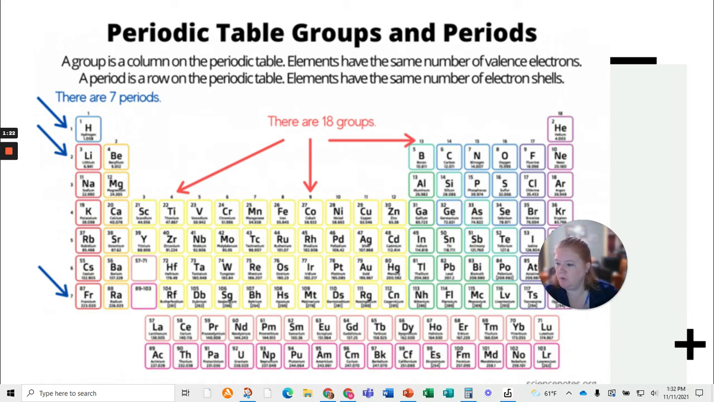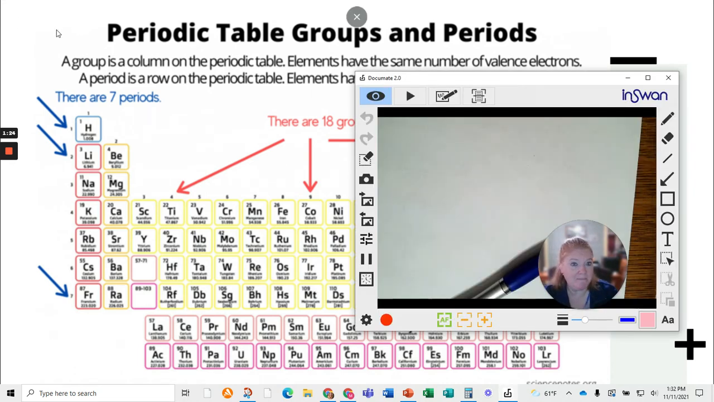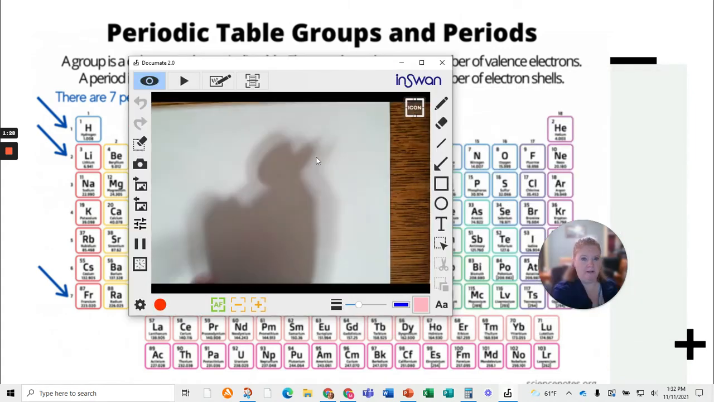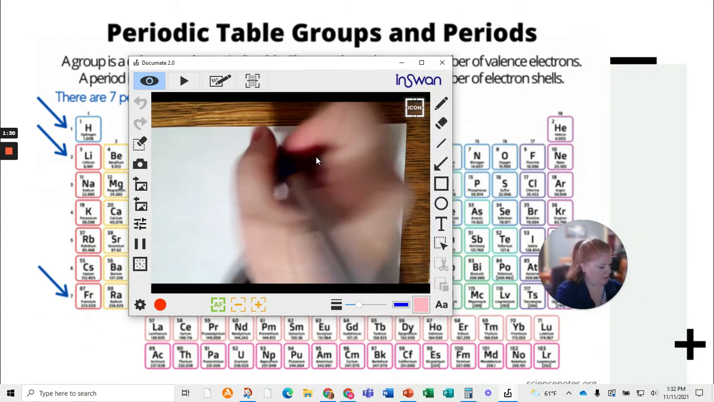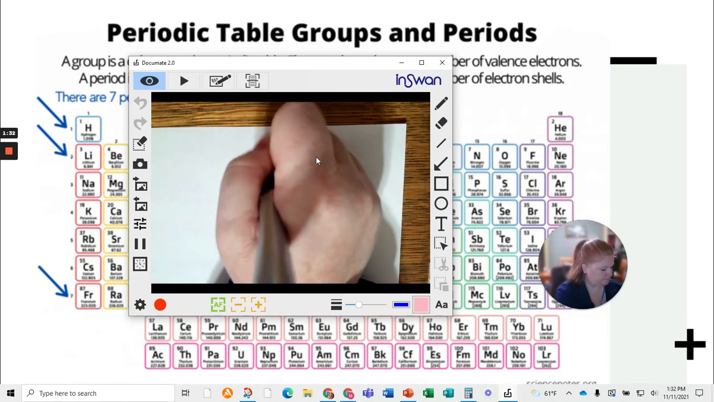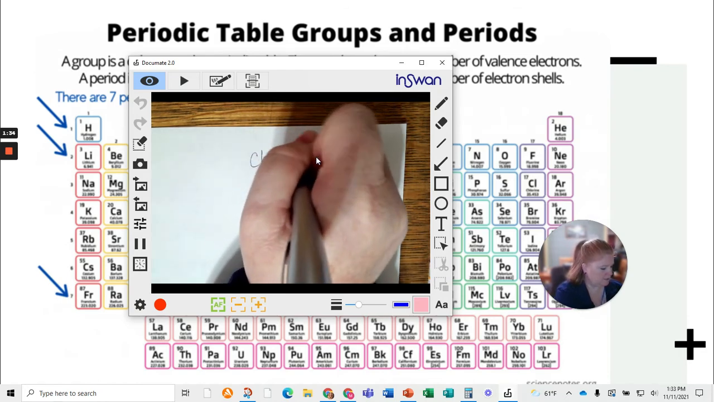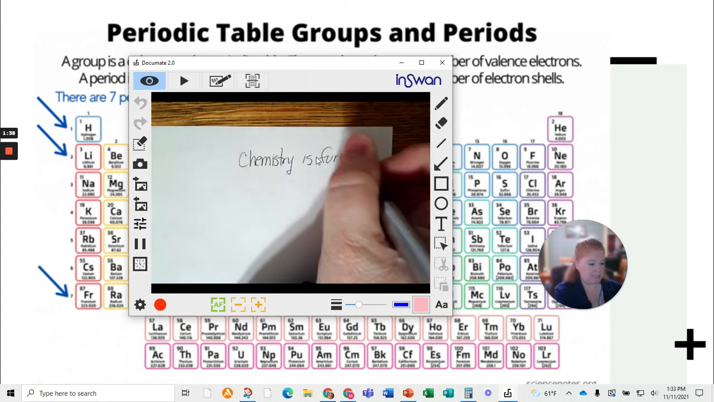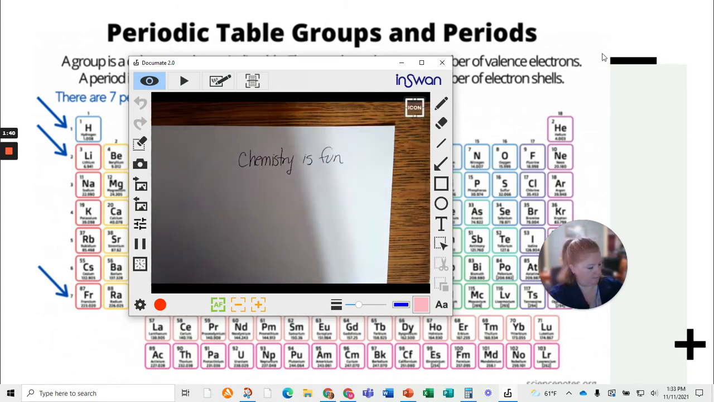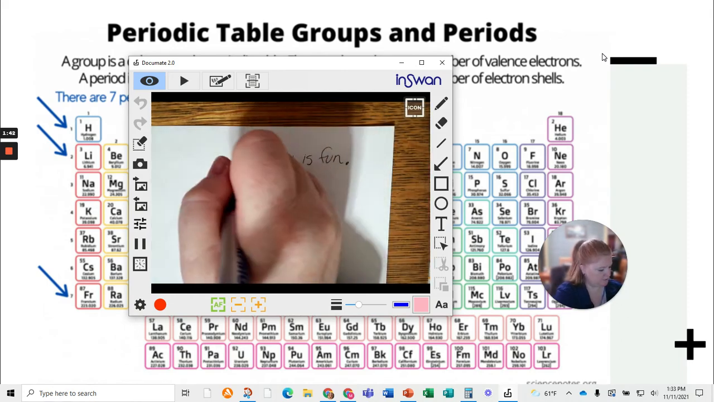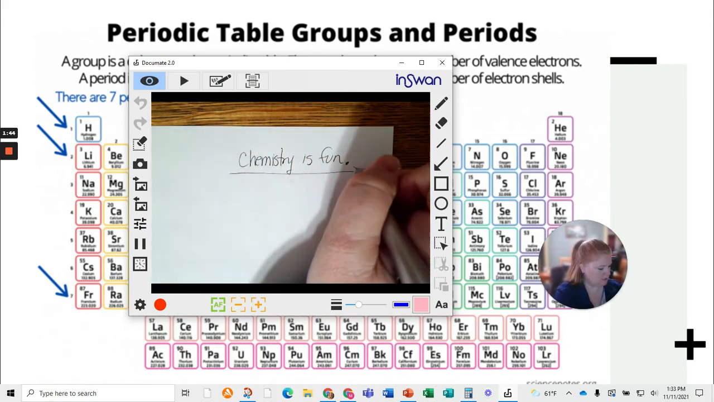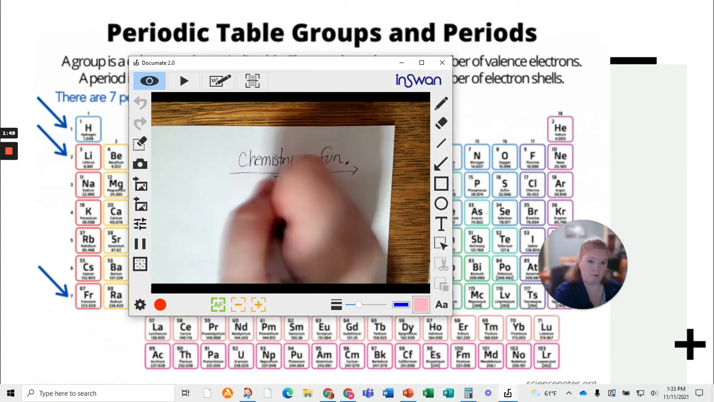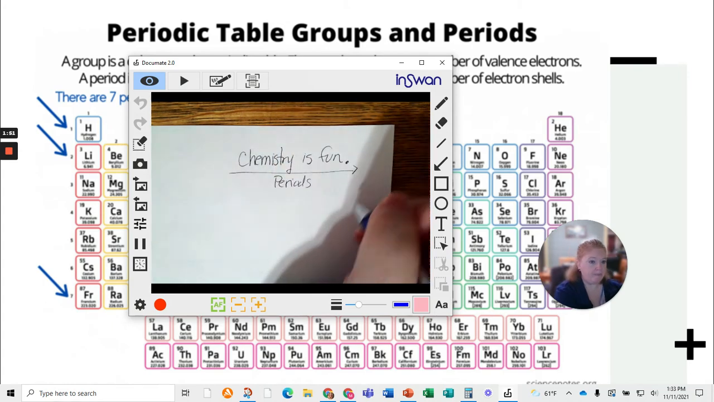So let me just show you a couple of quick tips and tricks to remember which is which as far as group or period. Okay, so when you're writing a sentence, let's just write: chemistry is fun. When you write a sentence, you put a period at the end. So sentences go like this. So periods go across like this, okay?